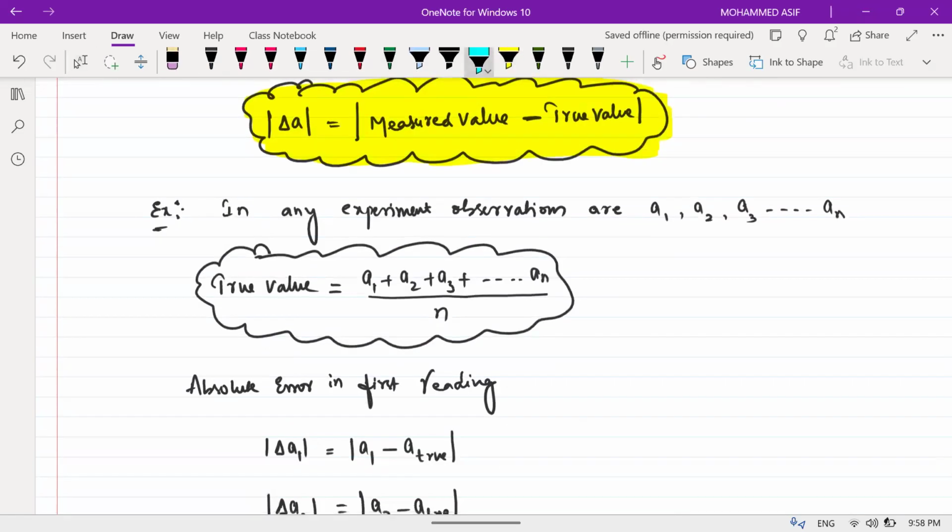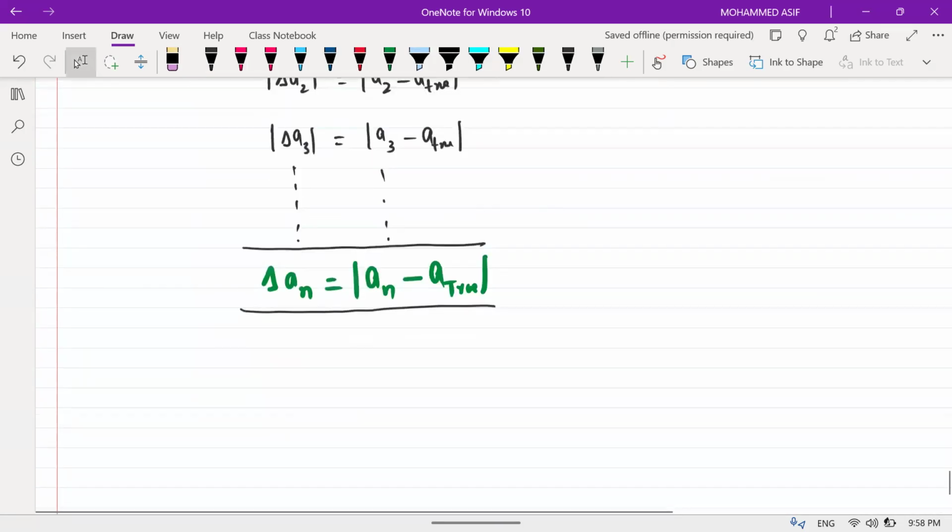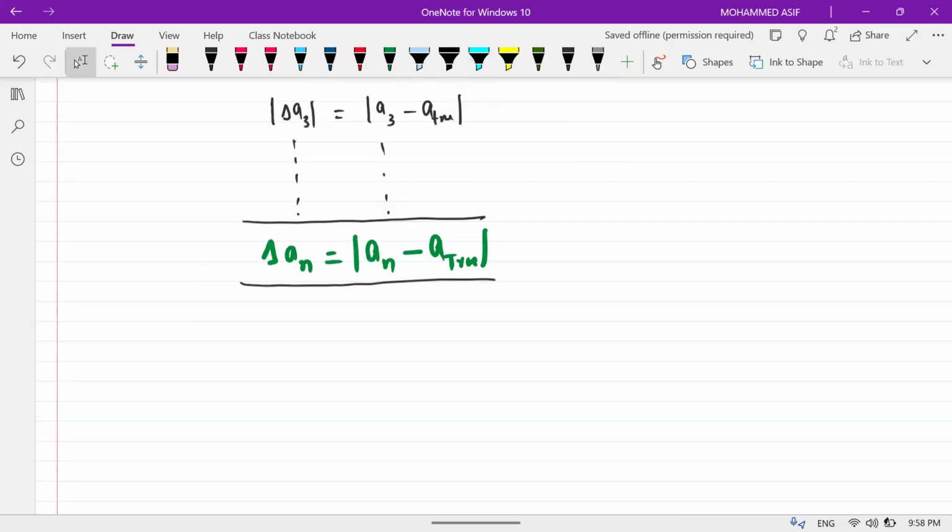How do you define the true value? The true value is always taken as the mean, A1 plus A2 plus A3 and so on up to AN divided by N. In NCERT, there are some good solved examples that you must go through once. I'll send you screenshots of those. Try those questions before you start the exercise. There are 4 or 5 solved examples which are very important to do twice or thrice before you start the exercise. Am I clear?